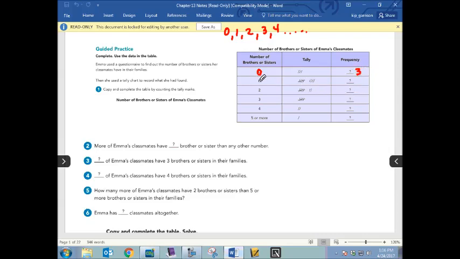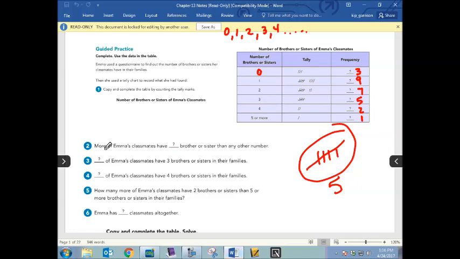Okay, then for 1 brother or sister, 5, 6, 7, 8, 9. For 2 brothers or sisters, 5, 6, 7. And then for 3 brothers or sisters, there's just 5 there. Notice how I'm counting these tallies by 5s. I'm not going through and going 1, 2, 3, 4. When you see that slash, that is the same number as 5. For 4 brothers or sisters, there were 2, and anybody that had 5 or more brothers or sisters, there was only 1 of those individuals. So there we completed the table.